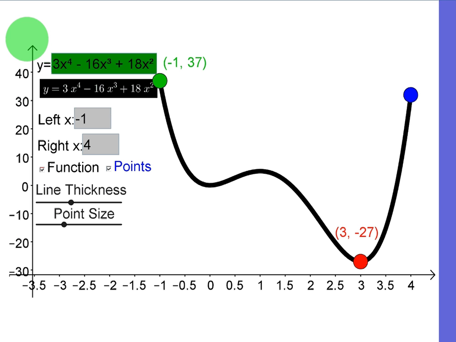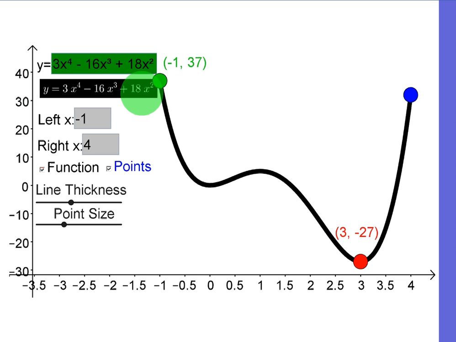Here is our function, and we can see some interesting things. Here are our 2 endpoints. We found some different critical points, but the lowest one was (3, -27). So there we can see it's our lowest y value. The highest point happened to be our endpoint, which was (-1, 37). And that was for our original function, 3x to the 4th minus 16x cubed plus 18x squared.